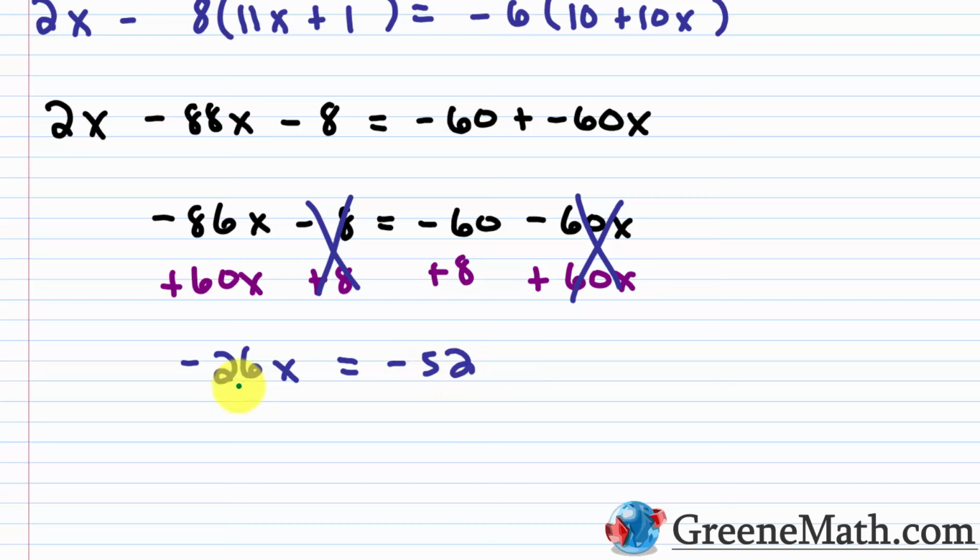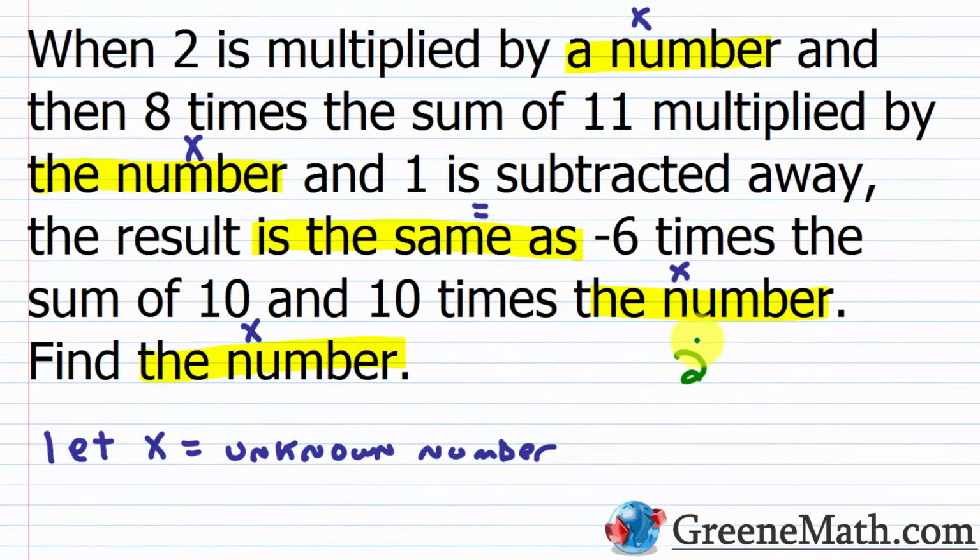Now, if I divide both sides of the equation by -26, I'm going to get that x is equal to +2. Okay, so 2 is my unknown number. So let's go back up. Let's write this as our unknown number, and let's check this.